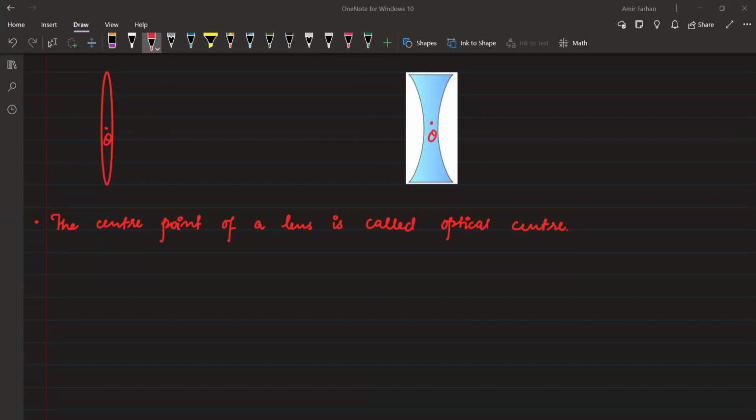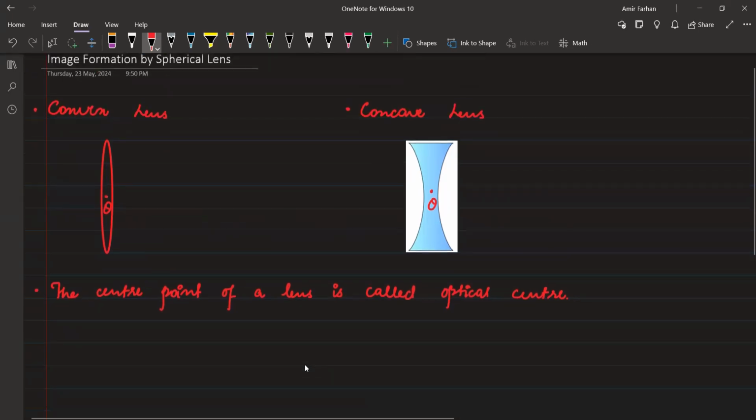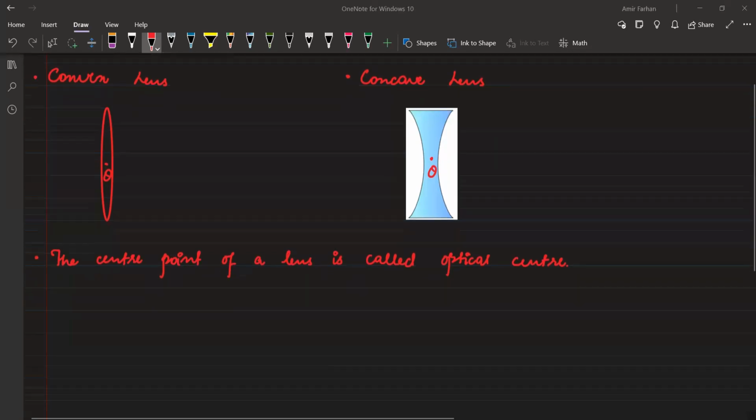So I've just started the class. Just one question has been done in the refractive index. So this is the main topic that we've started right now: image formation by spherical lenses. We have two types of lens, convex and concave, and the center point of the lens is called optical center. Clear, everyone?